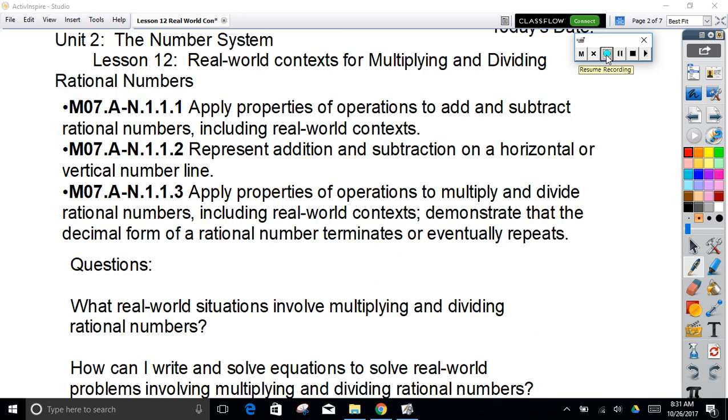Okay, today's lesson is real-world context for multiplying and dividing rational numbers. So in other words, word problems that involve multiplying and dividing. And the questions that we're going to answer: what real-world situations involve multiplying and dividing rational numbers? We looked at this a couple days ago, so we'll be looking at some more. And how can you write and solve equations to solve real-world problems involving multiplying and dividing rational numbers?